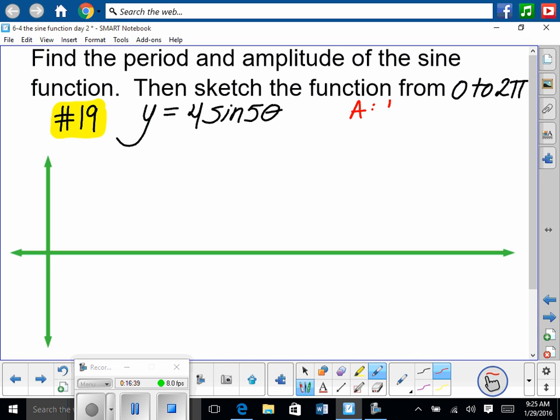Okay, good. So I'm going to draw in my amplitude. Up 1, 2, 3, 4. Down 1, 2, 3, 4. And then I'm going to draw in my dotted line here, which is going to end up being a pretty long one.